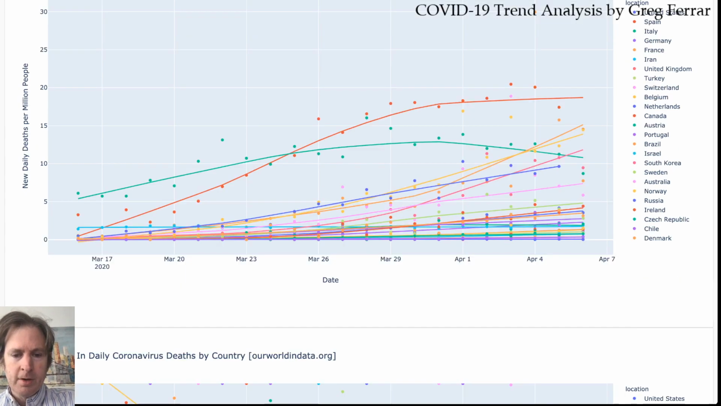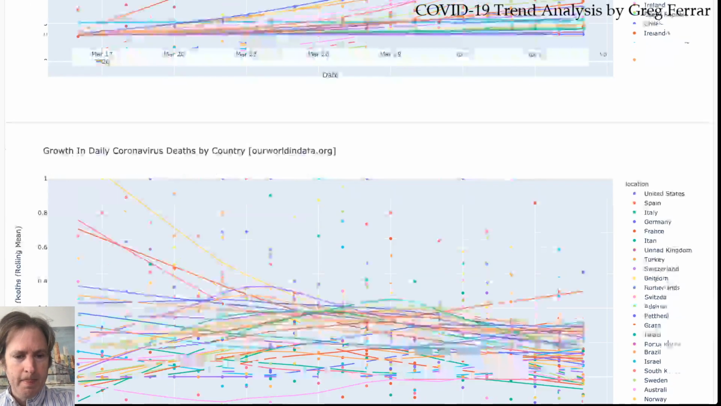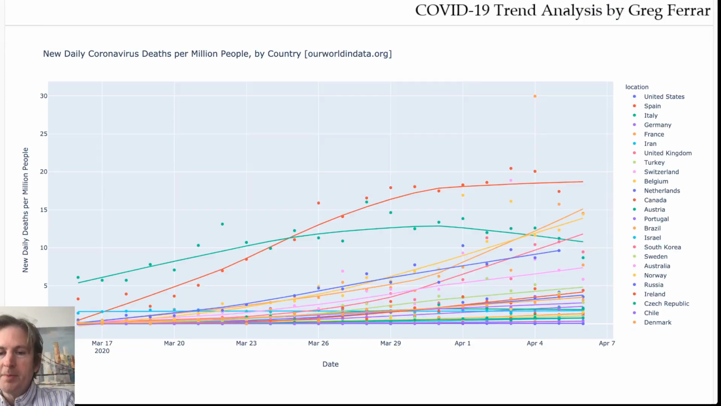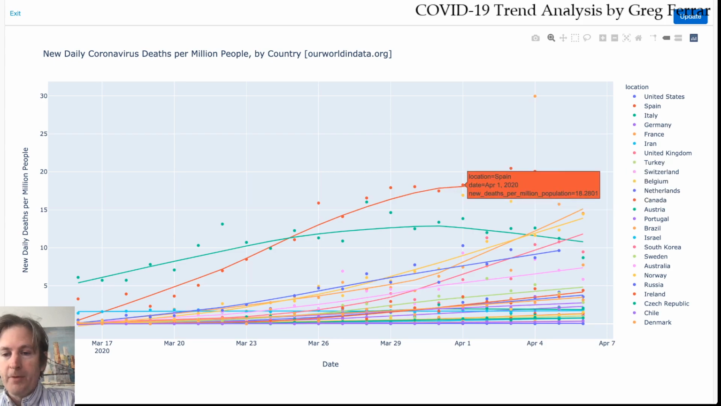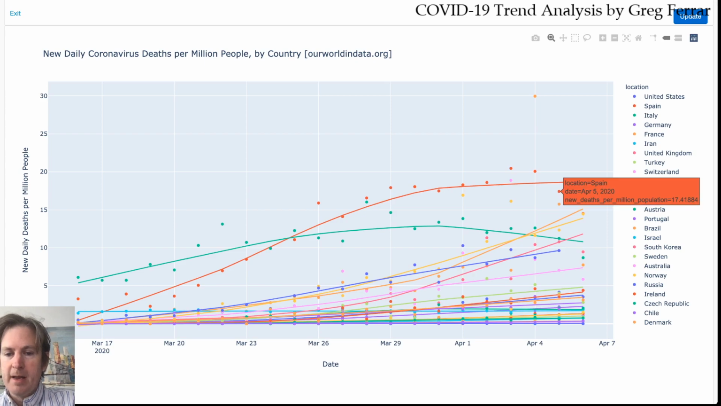So the total, I'm going to just do total deaths per million. And then the chart. In deaths per million, Spain leads, but look at that, flat. Deaths per million seem to have flattened out in Spain and seem to be headed down.